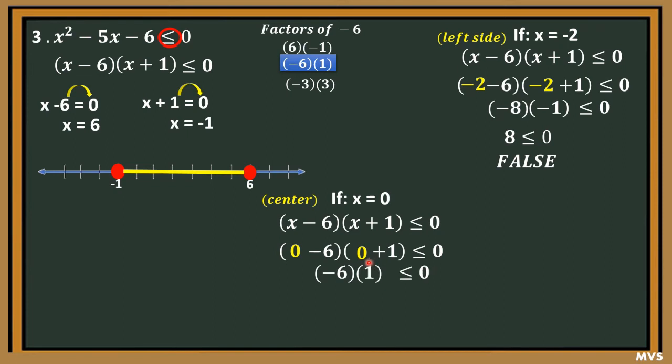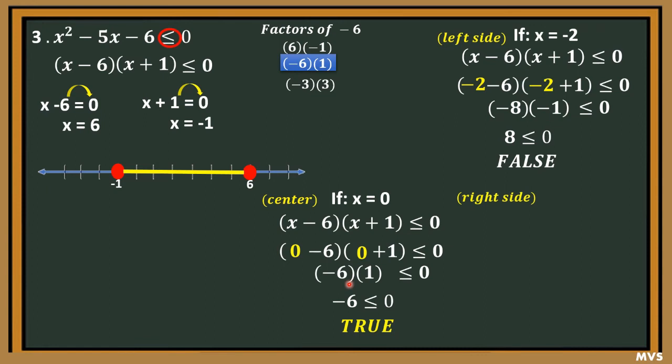Then, multiply this. Negative 6 times 1, that is negative 6. Is negative 6 less than or equal to 0? Yes. Therefore, that is true. It means that the center is included in the solution set. Let's go to the right side.